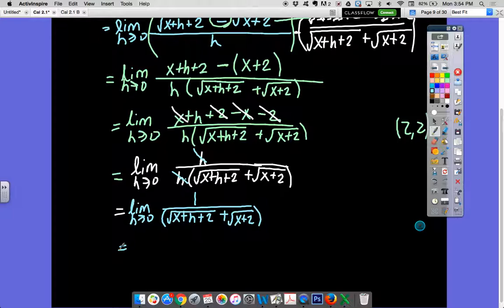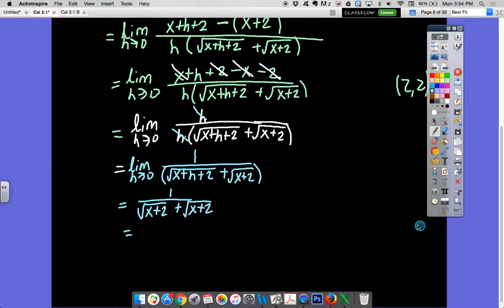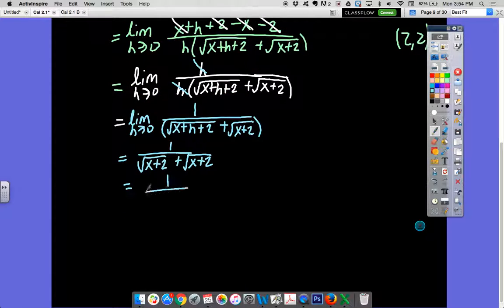So now if I evaluate my limit, if the h part goes to 0, what I'm going to end up with is the square root of x plus 2 plus the square root of x plus 2, and that is, there we go, 1 over 2 square roots of x plus 2. And that's just my derivative.